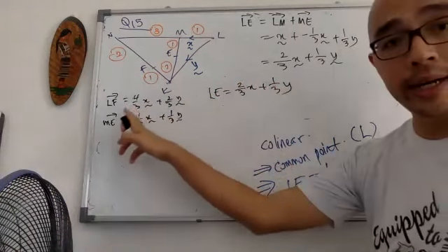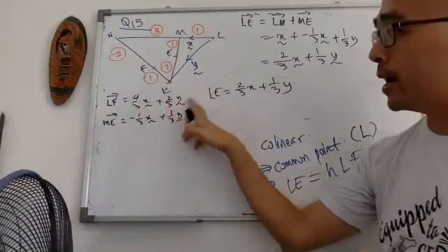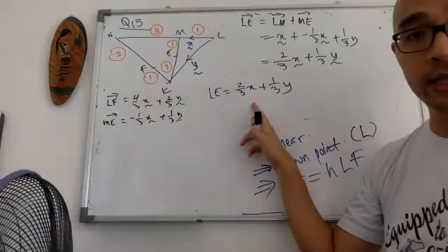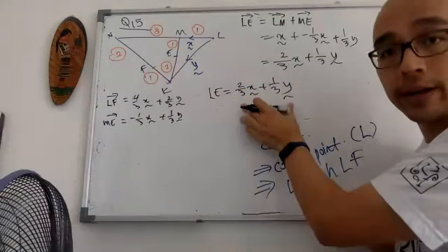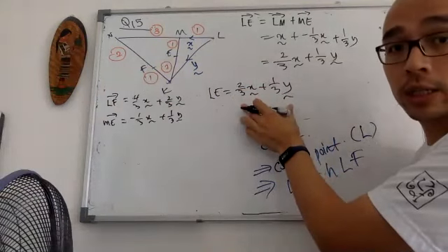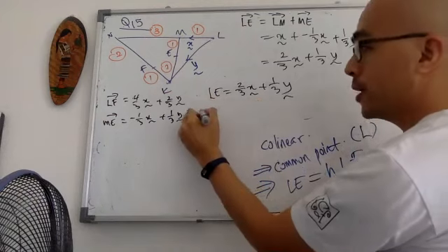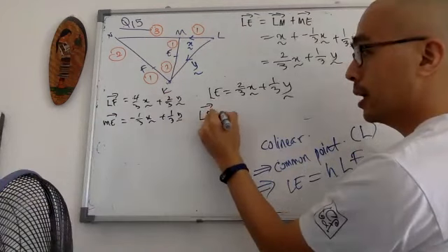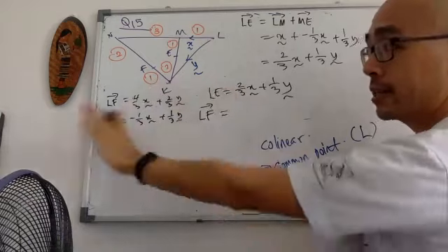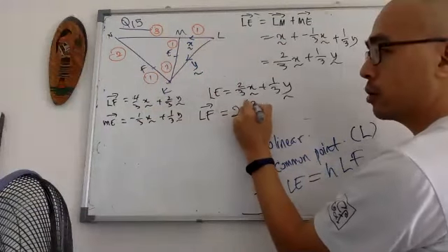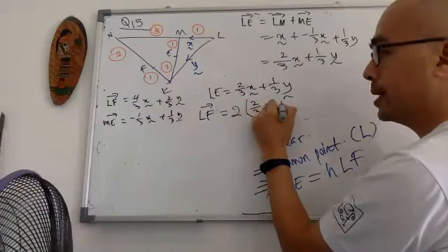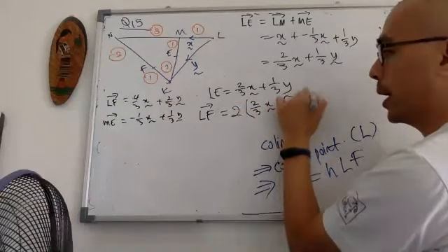Is there a way that I can simplify this so that it looks something like this? Remember, we need to get the same vector. This is already too simplified; with 2 over 3 and 1 over 3, we cannot do much. But actually, you find that in LF, I can factorize out 2. If I factorize out 2, I'll get 2 over 3x plus 1 over 3y.